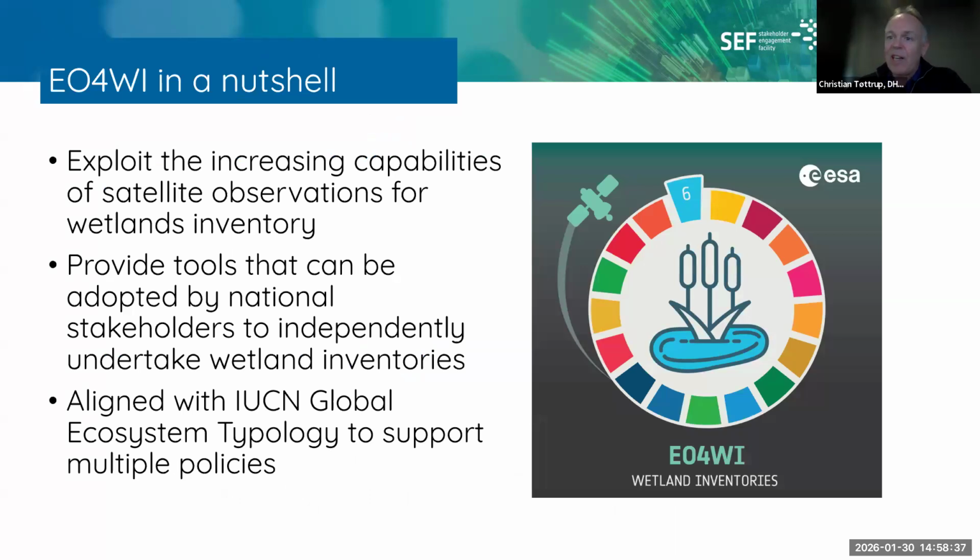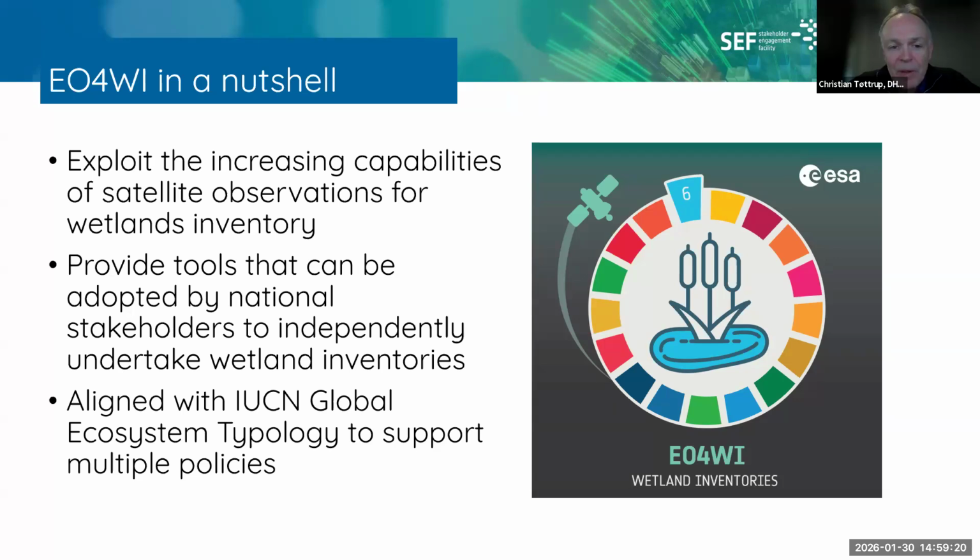And this is at least some background why the European Space Agency was launching the project Earth Observation for Wetland Inventories, which is an attempt to try and fully exploit the increased capabilities that the latest generations of free and open satellite data have to provide better information on wetlands, and at the same time also advancing the tools that could be adopted by national stakeholders to independently undertake wetland inventorying with satellite data.